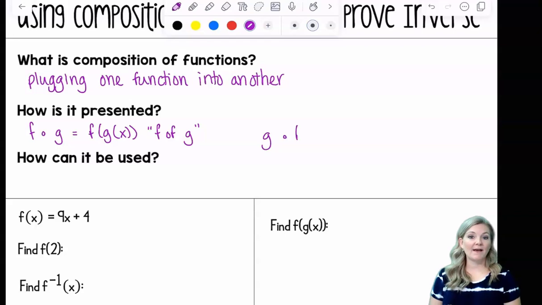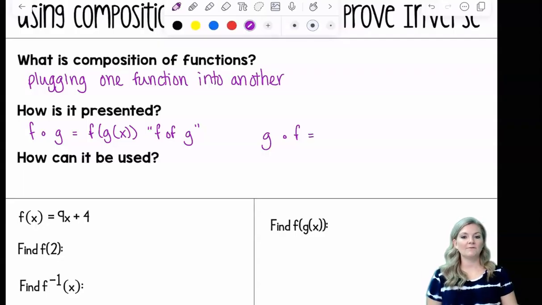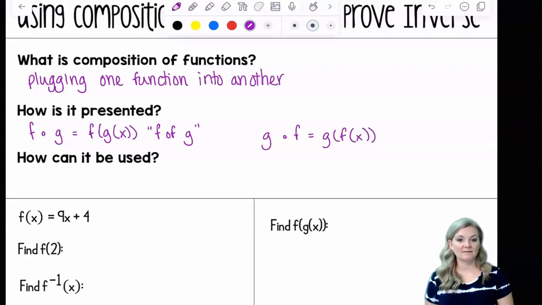Now, you also can have the other way. You could have g of f. Again, that's a little tiny o, not an of. G of f, which is the same thing as saying you have g of f of x. And again, that's how you say it, g of f.